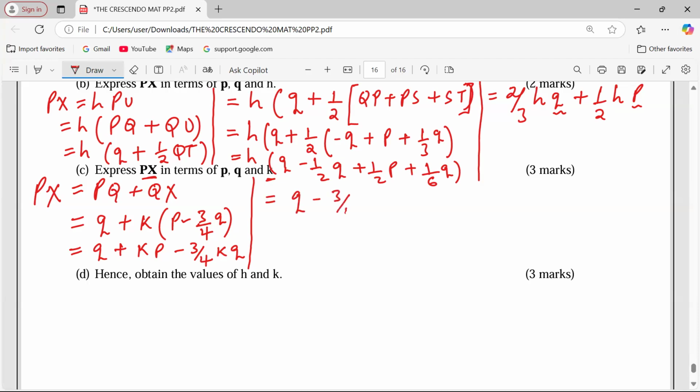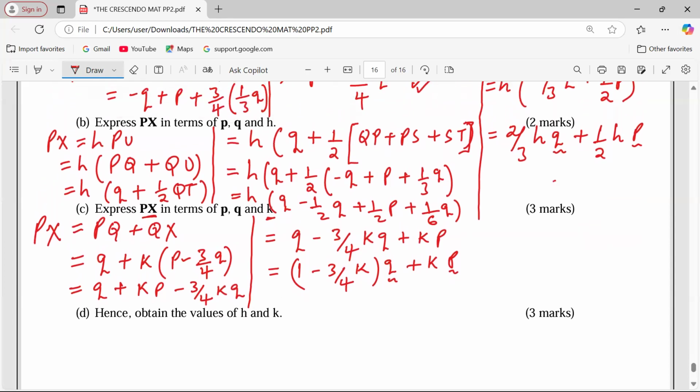Minus 3/4 of kq plus kp. At this point, we can factor out the vector q and have (1 minus 3/4 k) times vector q plus k multiplied by vector p. So we have our second expression for vector PX. Now this is the first expression, and this one is the second expression.